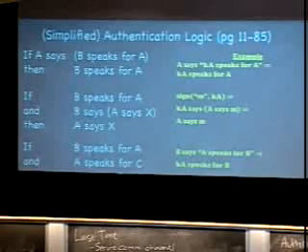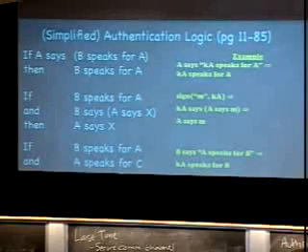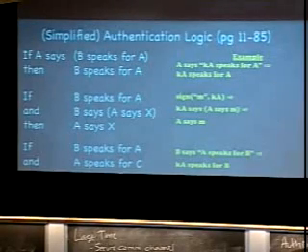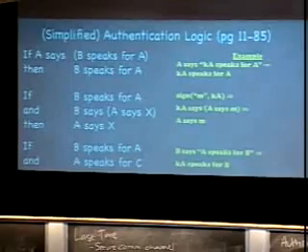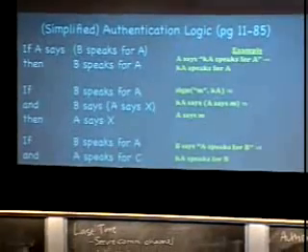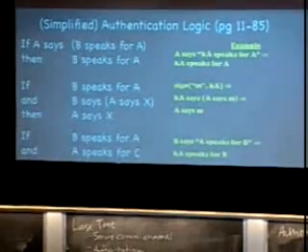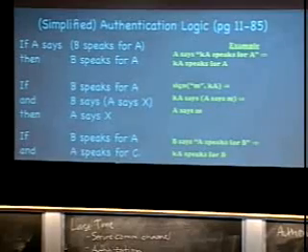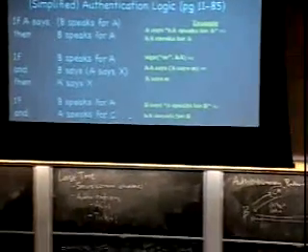So the idea with these rules is that we're going to be able to use them to think about whether or not we trust the people we're communicating with. There's a "then" here that should say then B speaks for C. Sorry, that got cut off. So if we have a set of rules like this, then we can apply these rules anytime we have a conversation to decide whether we actually trust the people we're communicating with.